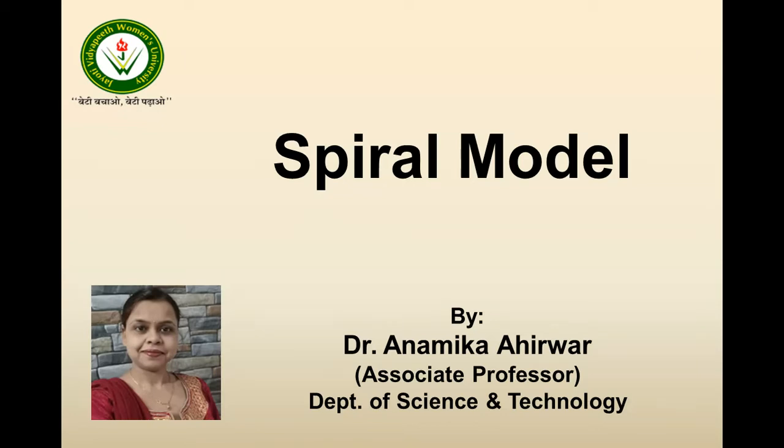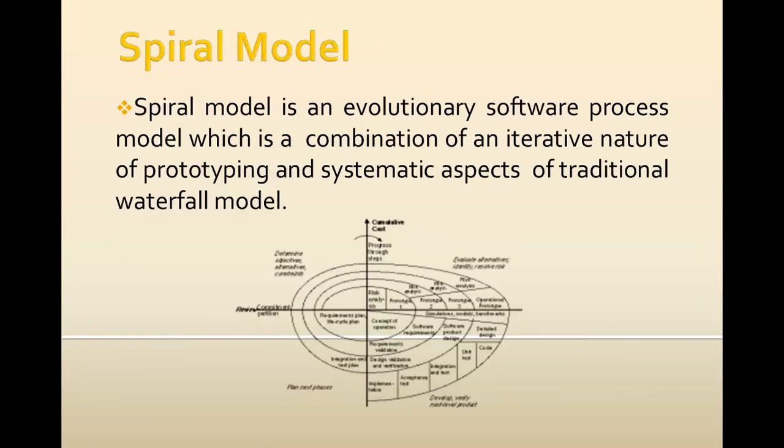Today, I am going to take the lecture on the topic spiral model. Spiral model is one of the topics of the software development models. In the previous session, I discussed the waterfall model, and now I'm discussing another model, that is the spiral. It is an evolutionary software process model which is a combination of the iterative nature of prototyping and systematic aspects of the traditional waterfall model.